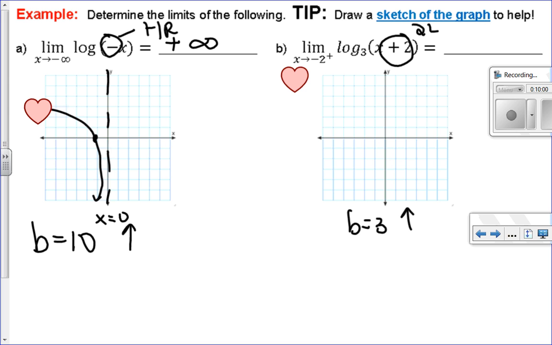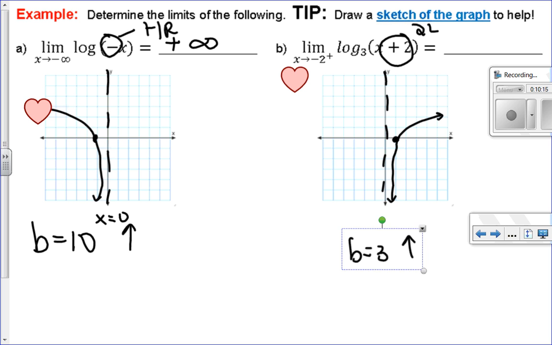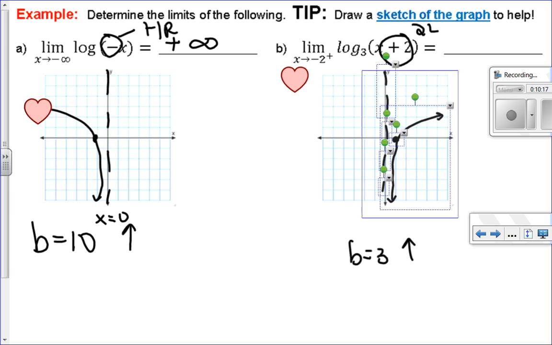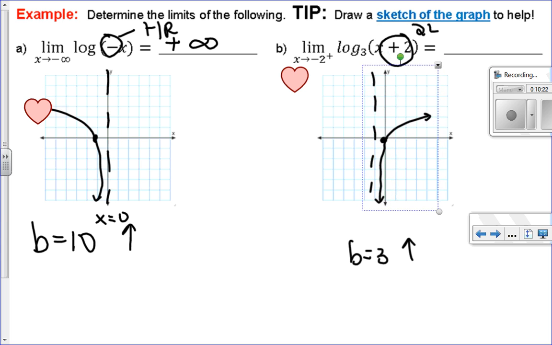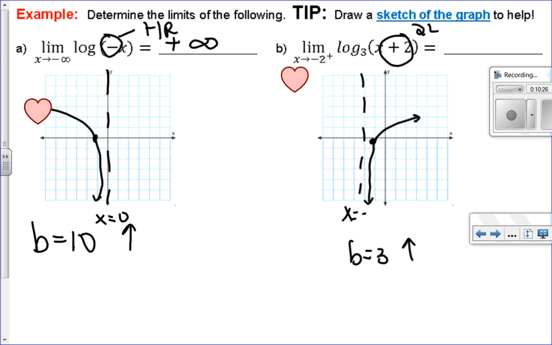So my normal graph looks like this. I have a vertical asymptote at 0. I have an x-intercept at 1, and because the base is greater than 1, I have an increasing graph. Now we're going to take all of that and translate it 2 units to the left. So I'm going to just take this and move it over 1 and 2 units to the left. So my vertical asymptote is now at -2. My x-intercept is now at -1, but it's still an increasing graph.